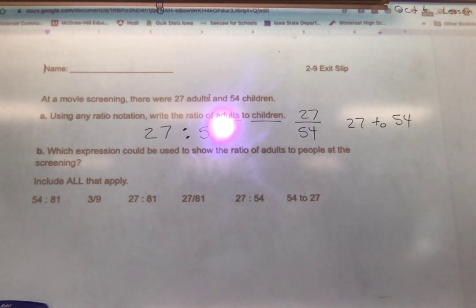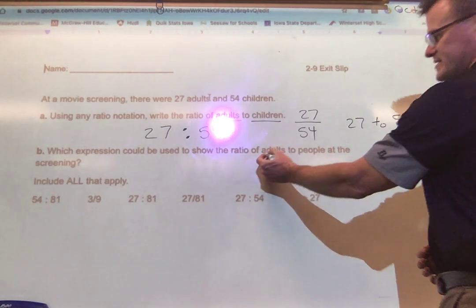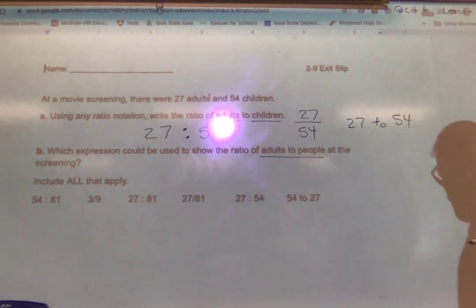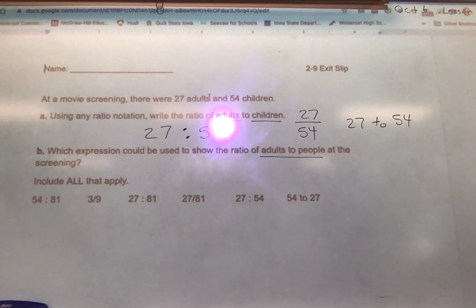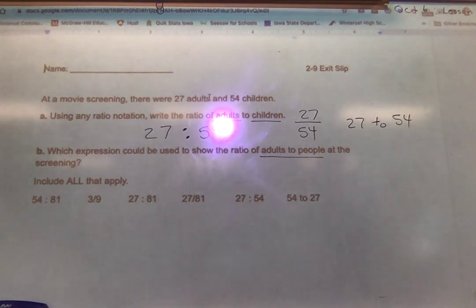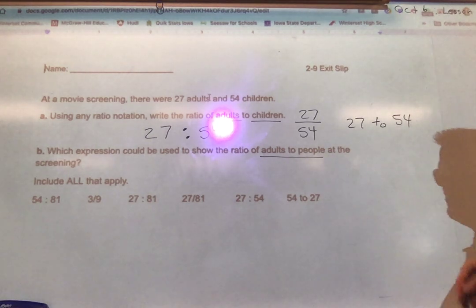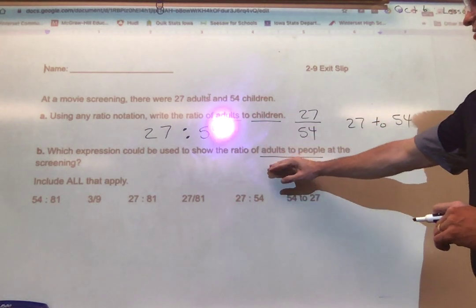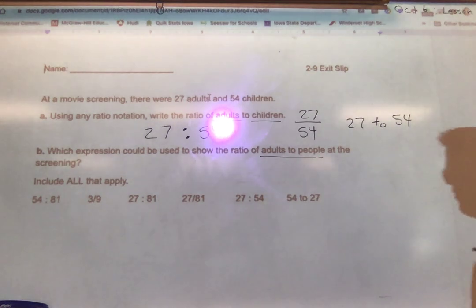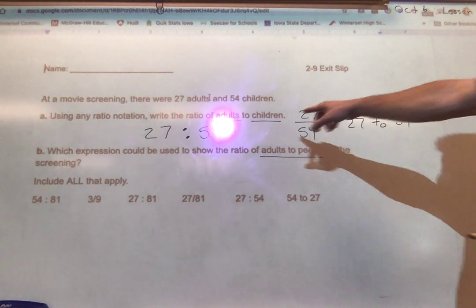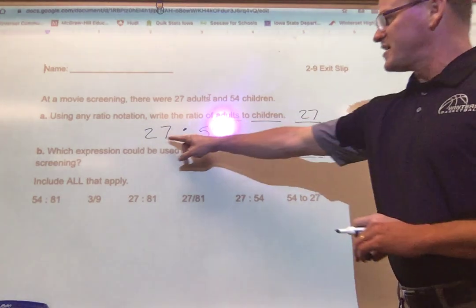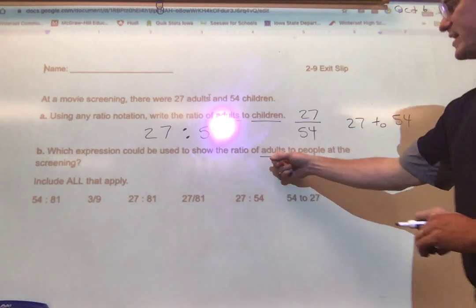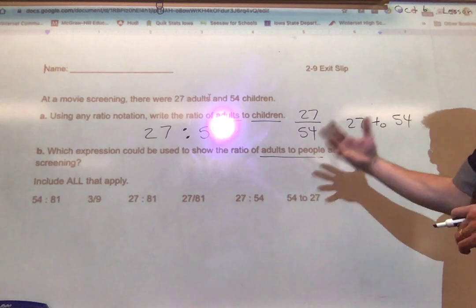Okay. Which expression could be used to show the ratio of adults to people? And this is where a lot of people were messing up and they don't read carefully what the ratio is between what things. What are we comparing here? And in this case, I don't want adults to children like up here. I want adults to people. So this is a part to whole or a part to total, not part to part like the first question was. Here, adults to children, you're comparing a part to a part. Here we want adults to total people. So that's our part to whole.